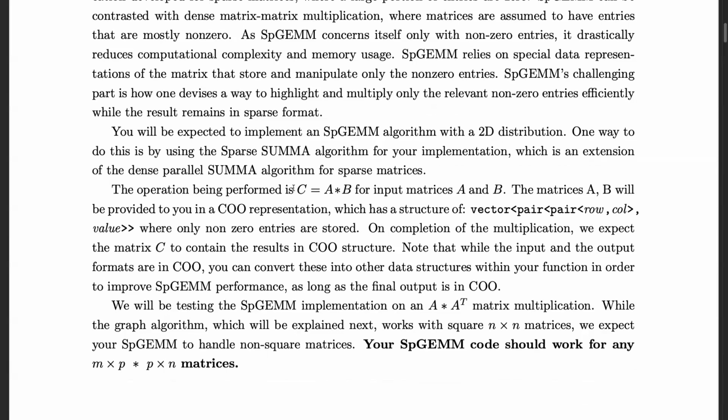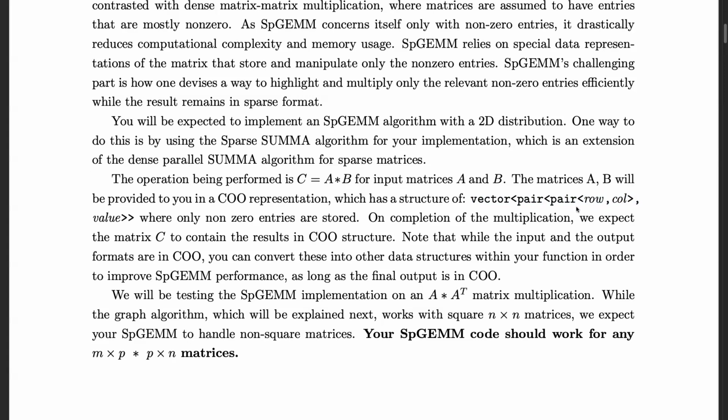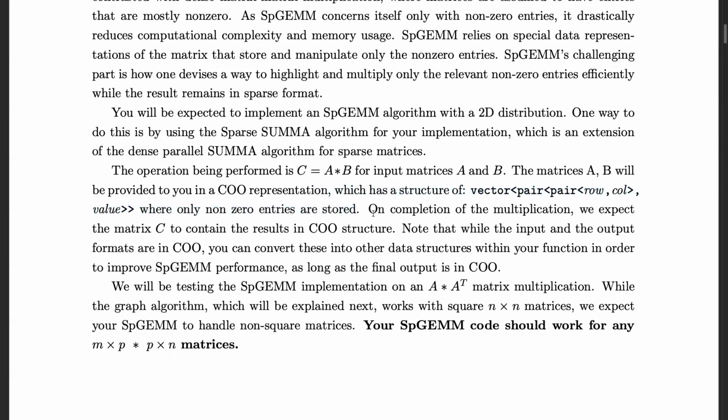So we're going to do C equals A times B. They're all matrices. Matrices A and B are given in COO representation because that's how we read them from file. In C++, this is a vector of pairs where the first entry is also a pair and the second entry is the weight. So it's more or less like a 3-tuple: row, column, value. This COO representation only has the non-zero entries. And then once we finish, we also want to get back matrix C in COO form.